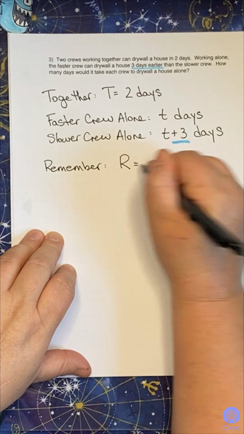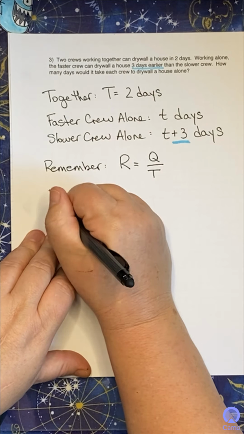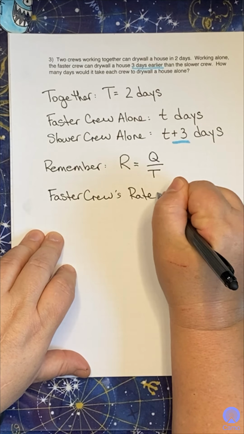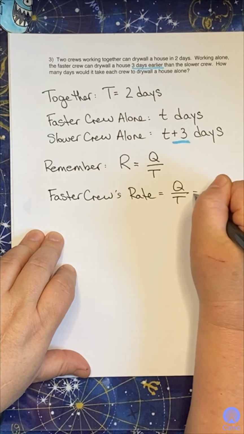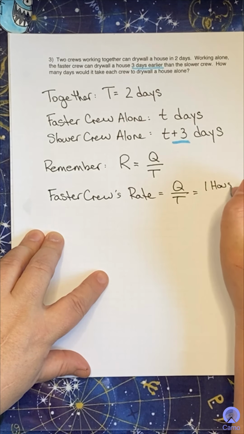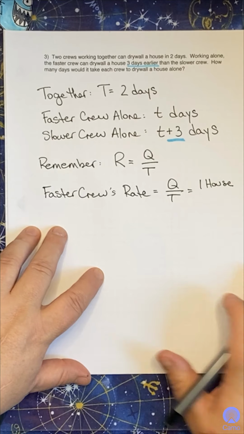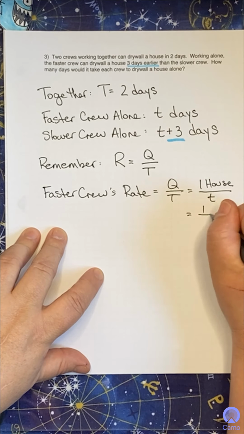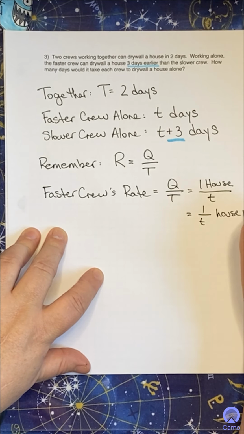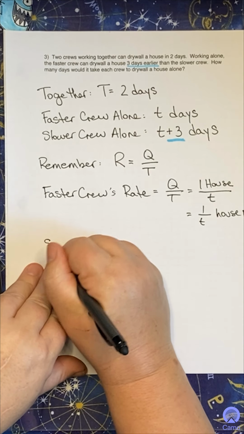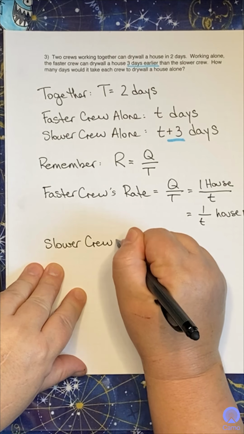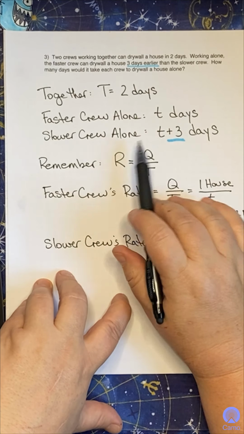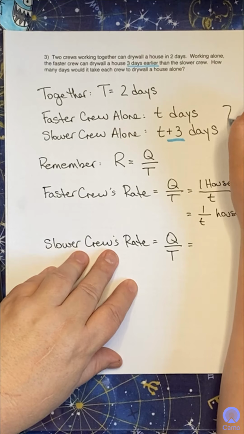Okay, now remember, if I know the time, the rate is equal to the quantity over the time. So the faster crew, and then it's one house, because again, we're doing the same, how long does it take you to drywall a house? One house is going to take, the faster crew for me is T, equals 1 over T house per day. On the slower crew, and now their time, this is the time. These are times right here.